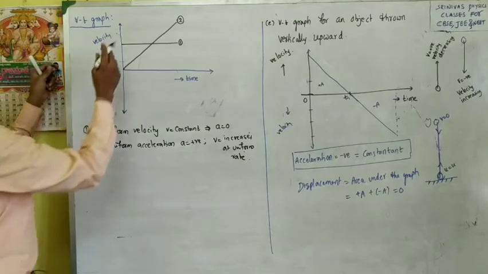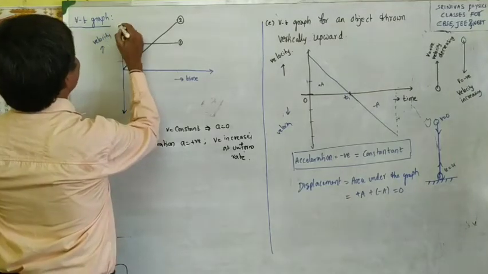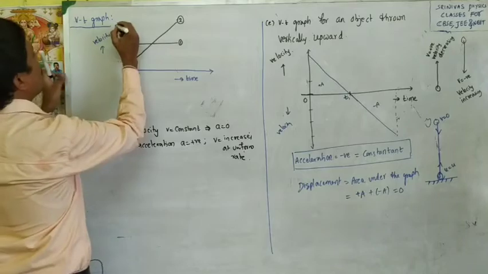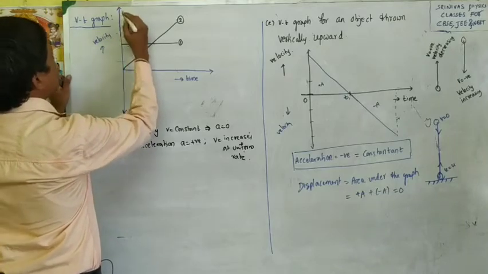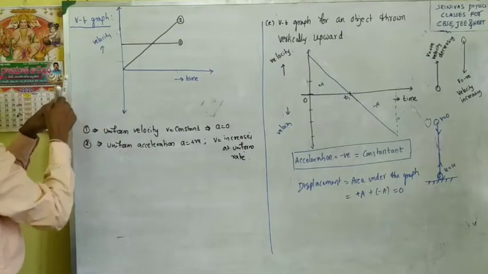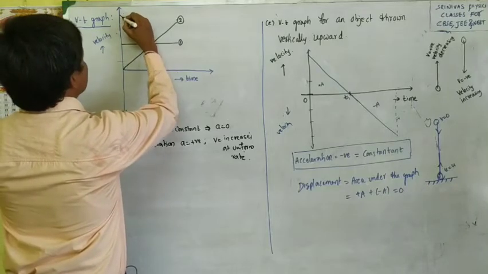You are getting everything. And next, one more graph I will draw. If you get a graph like this, what happens?